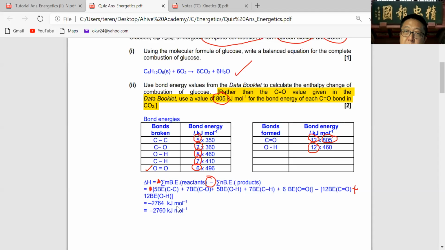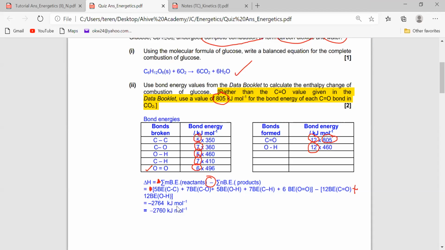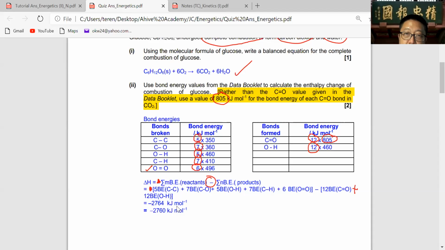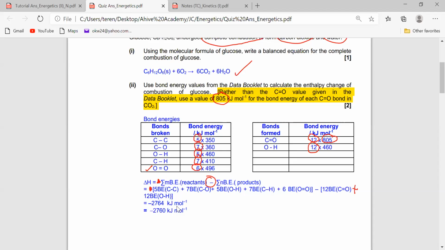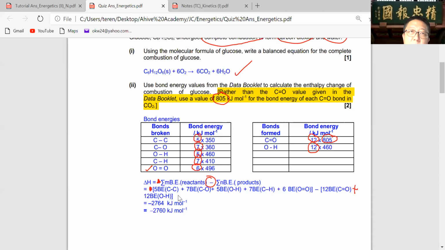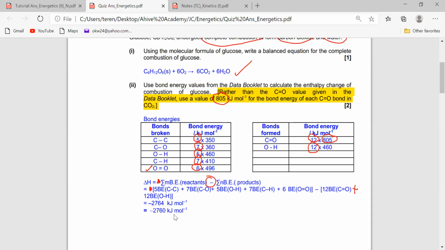Can Rachel get an answer? Negative 2760. What does MBE mean? MBE where? The first line. MBE is the sum of all the bond energy. Oh, MBE, bond energy.